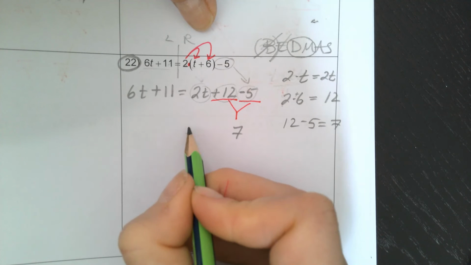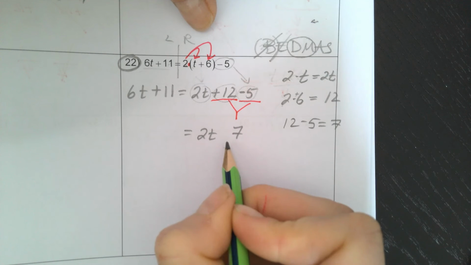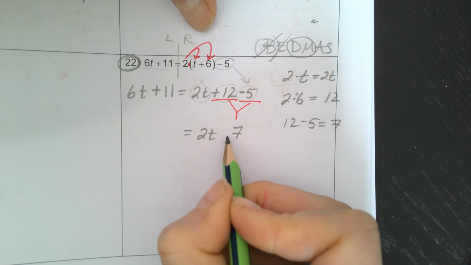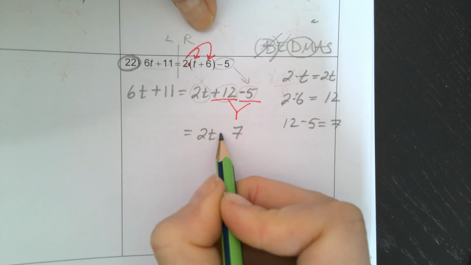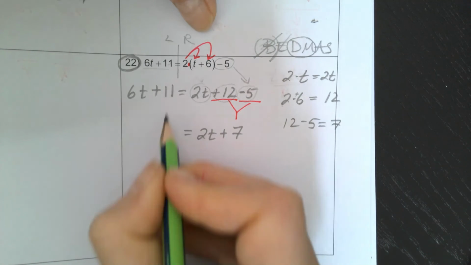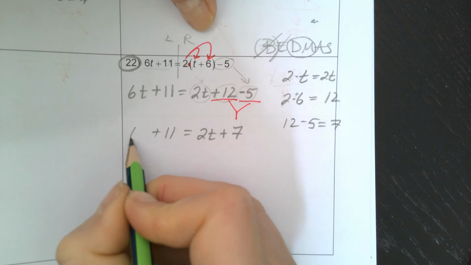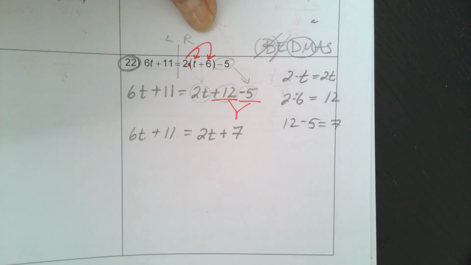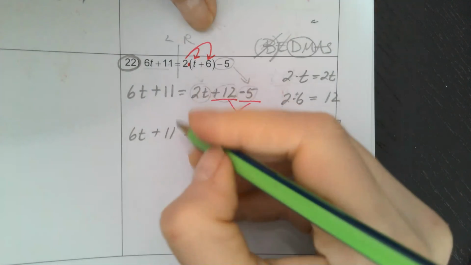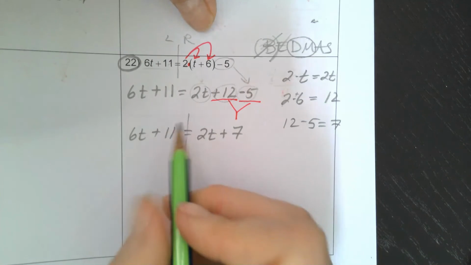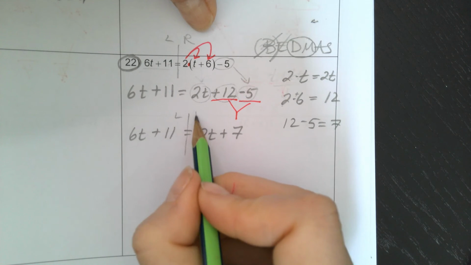And then I have my 2t. Oh, what do I put here? Well, because he's a positive 7, I just put a plus in between. 11 plus 6t. Now it looks normal. Now I can start to solve it. So cut it at the equal sign to make the left and the right side.